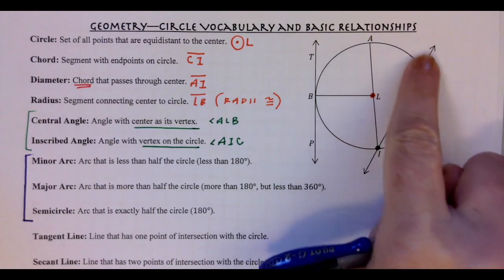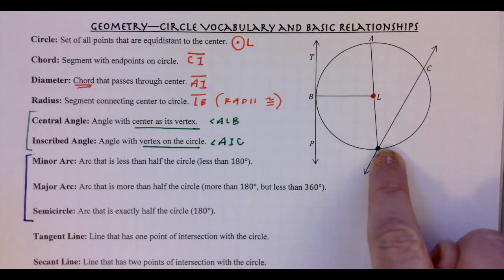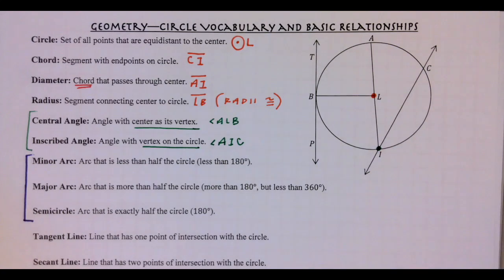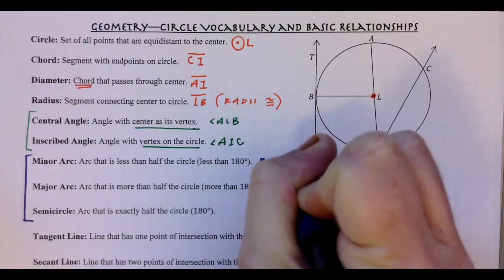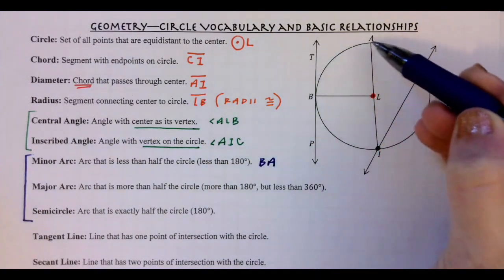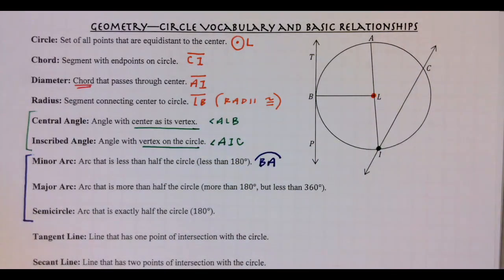I could say A to C, that's a minor arc. It's less than half the circle. C to I, right, that's a minor arc. It's less than half the circle. All of those would work. We just have to change our notation. So B to A, for example, if I'm trying to say B to A, I got to put this little curve over it to make sure that we read it as an arc and not a segment.